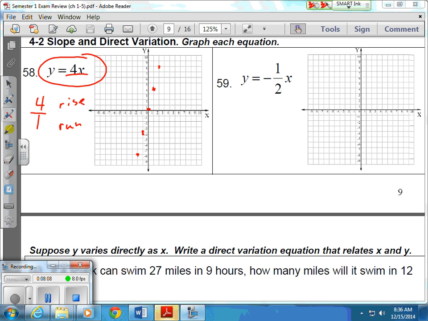Over 1. And then our line will look something like that, but hopefully yours will be a lot straighter.